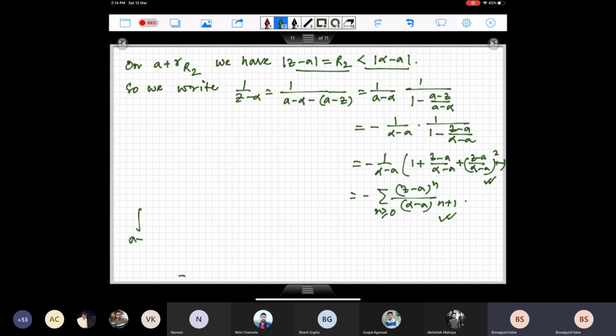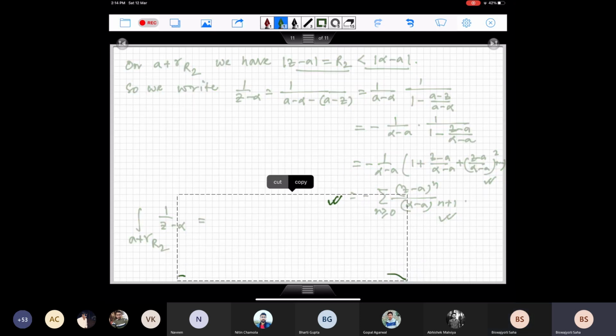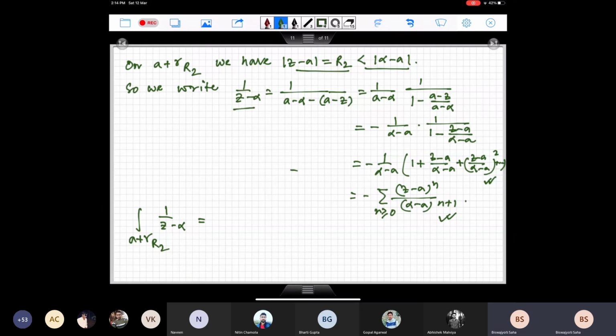So the integral over a plus gamma r2 of 1 upon z minus alpha. Of course, this convergence is uniform. The convergence that I have written is uniform on, for example, a plus gamma r2. Do you agree to that? That the convergence of this infinite series, where I wrote 1 over z minus alpha in this form, is uniform, right? Because here mod of z minus a divided by alpha minus a is strictly less than 1.